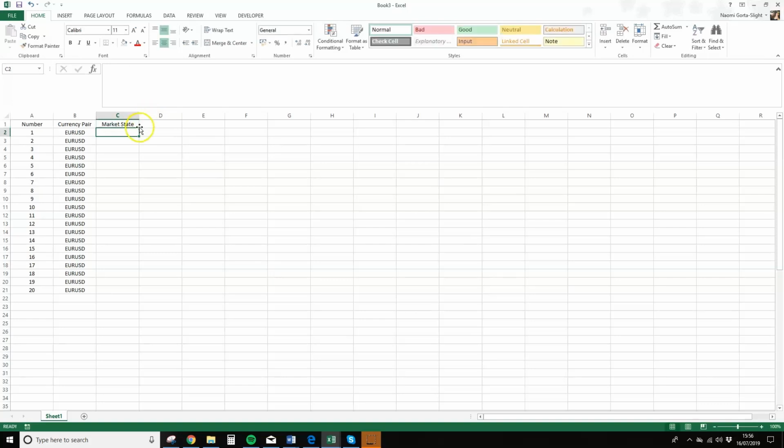Next, I've got my market state. Now, I'm doing trend continuation, so this is important to me. I need to know if we're bullish or we're bearish, and I will manually enter this when I'm actually backtesting. Now, that is what I do. You might not care about market state, so you might not even need this column, or you might be looking at, are we in bullish consolidation or are we bearish? You might have more options than me.